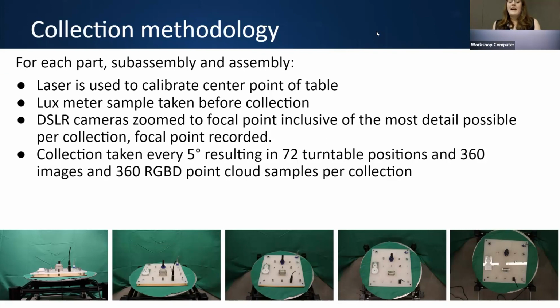And then every 5 degrees, a sample is taken from each camera, so along each angle, and then each depth sensor, so each RealSense camera at each of the 5 angles. This results in 72 turntable positions and 360 RGBD point cloud samples. The reason why we chose 5 degrees was because while the YCB dataset was every 3 degrees, we felt it was a little bit redundant, and the dataset is already pretty large for each object. So this provided us the same reliability, but with a smaller data footprint.